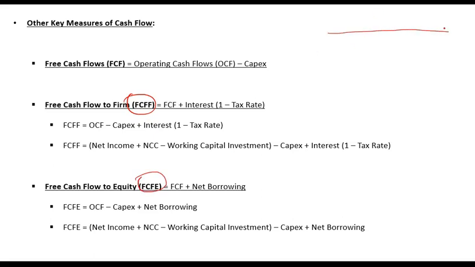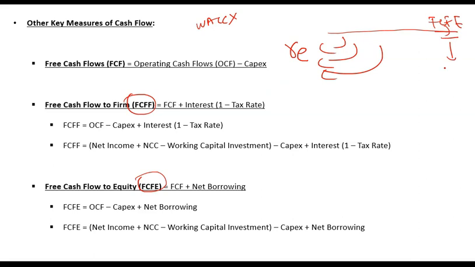In this method, you can simply forecast free cash flow to equity and calculate the present value of these free cash flows to equity using a discount rate. The discount rate in this case cannot be WACC. It should be cost of equity, because these cash flows pertain to equity holders, so they need to be discounted back at cost of equity, not WACC. When you discount free cash flow to firm, you use WACC, but when you discount free cash flow to equity, you use cost of equity. Then when you discount them back, you get the present value of free cash flow to equity, and that is actually the value of equity.